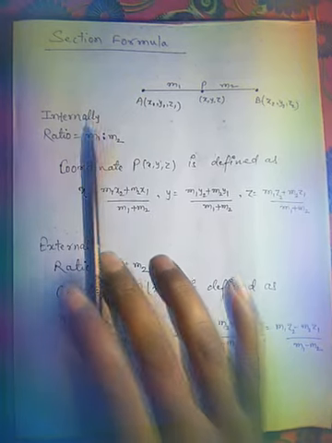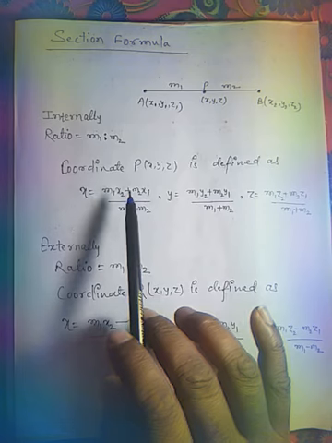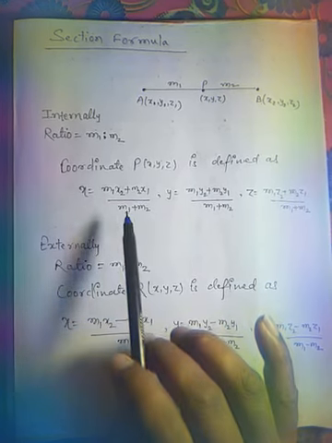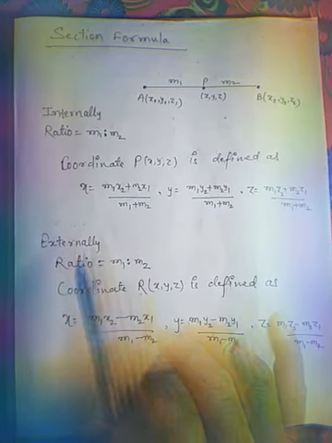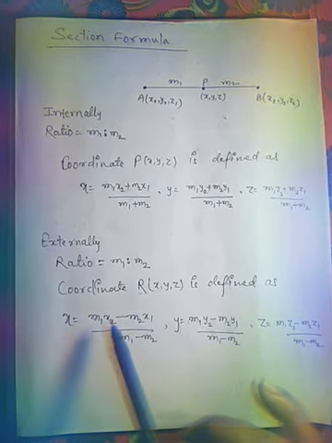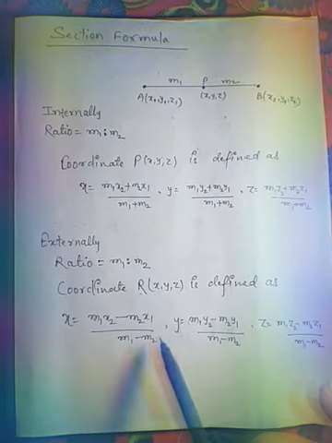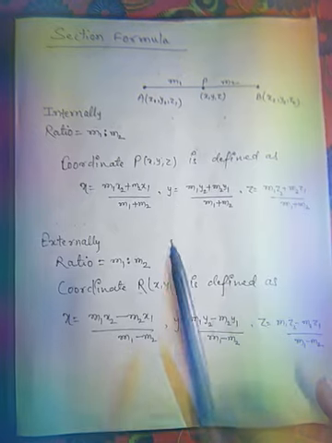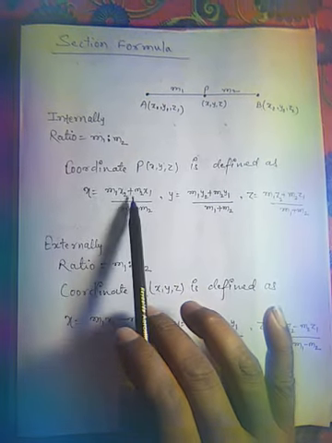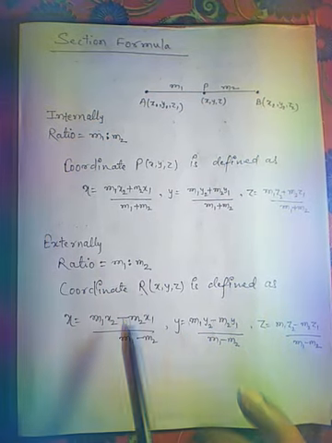Thus, for internally the coordinates are (m1 x2 plus m2 x1) by (m1 plus m2). But in externally the coordinates are (m1 x2 minus m2 x1) by (m1 minus m2). And in the result, for internally we use positive sign, but for externally we use negative.